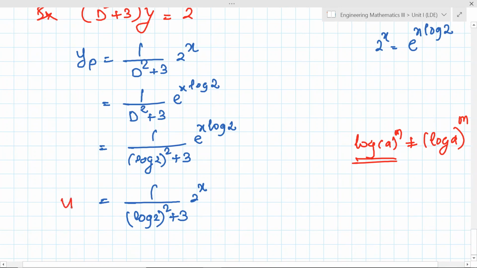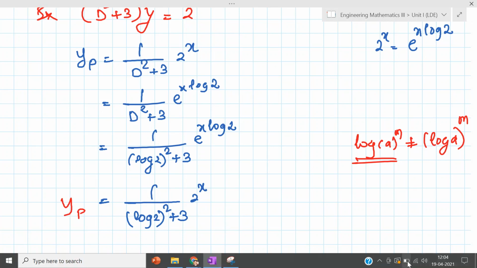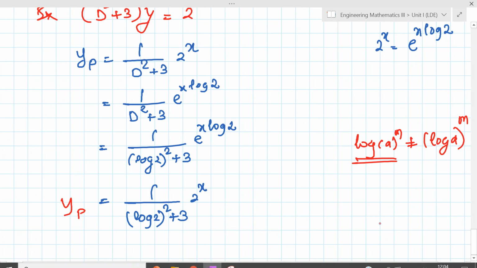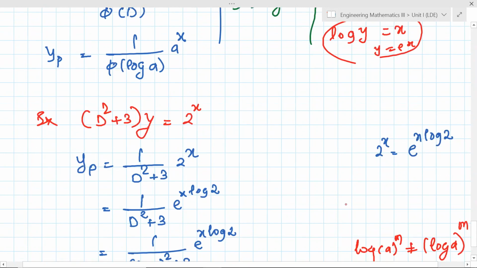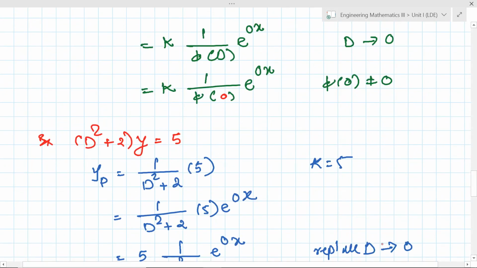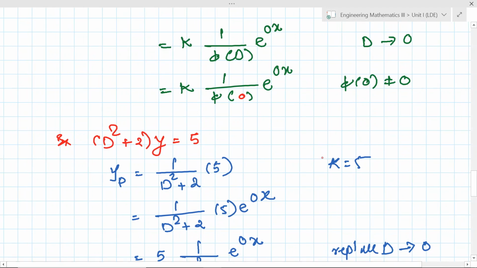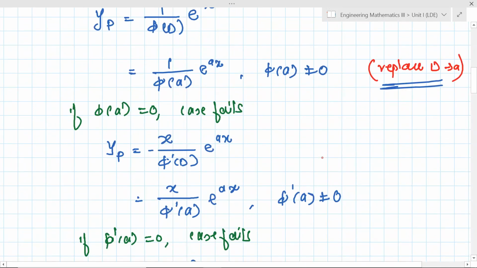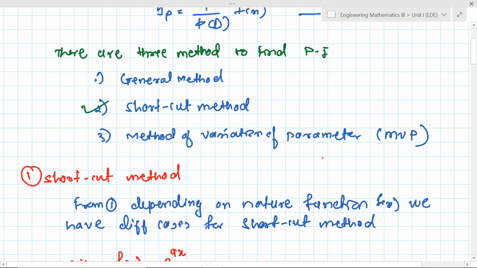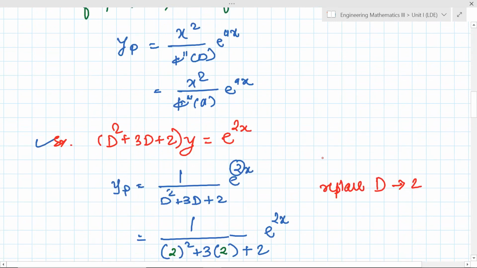Now keep this as it is. So this is my yp, and that's it. This is the first case for finding the particular integral with the help of the shortcut method. Is there any doubt? Hope you have got this. Is there any doubt in the first case? If you have, you can please ask, otherwise we will move to the next case. So this is a very simple case for the shortcut method.